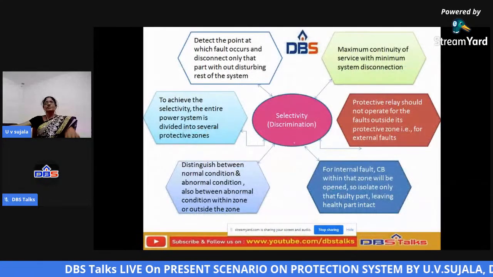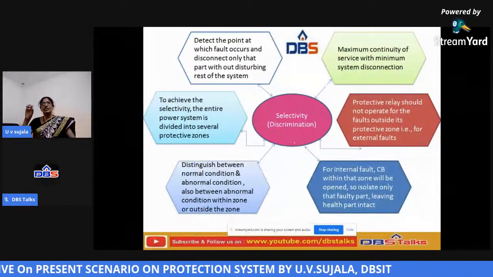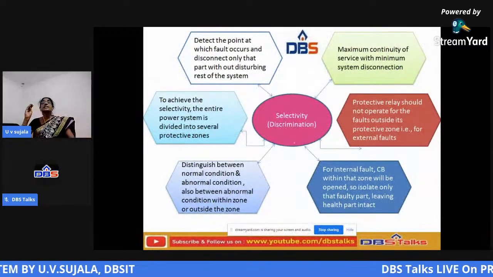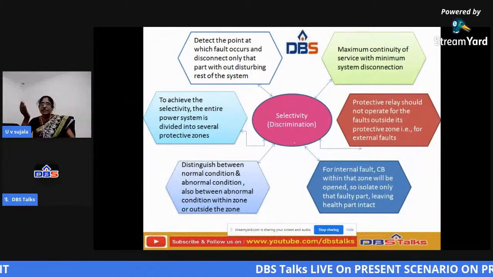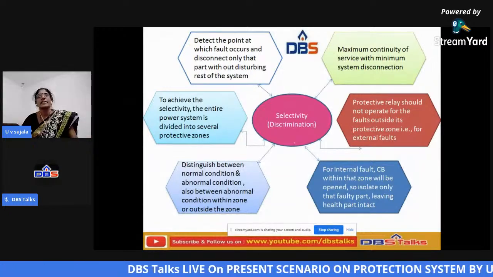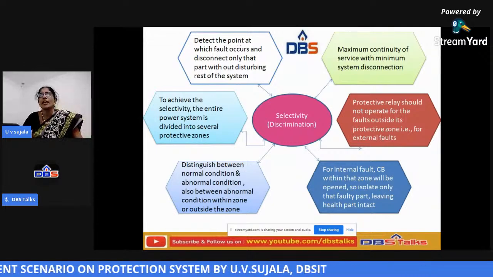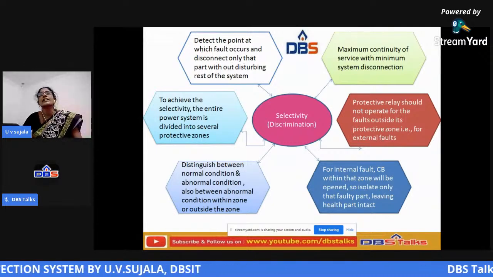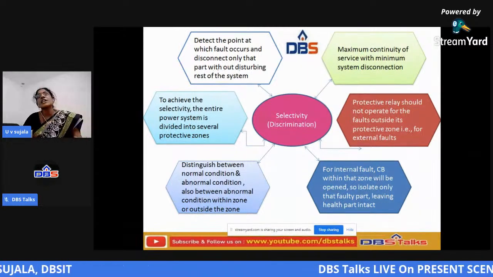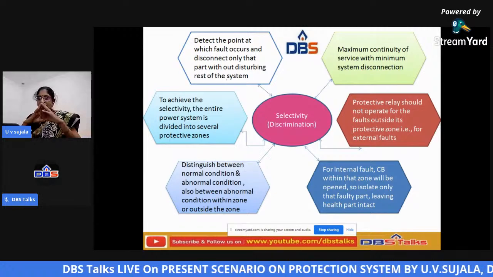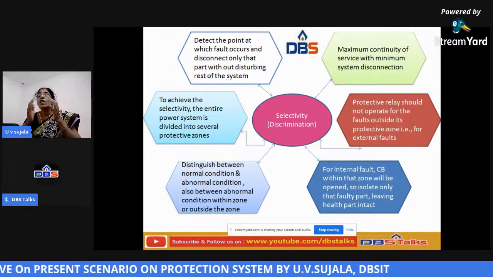So here we go: what is the selectivity of the system? Selectivity is also called discrimination. Here it detects the point at which the fault occurs and disconnects only that part without disturbing the rest of it. I will tell what selective means.